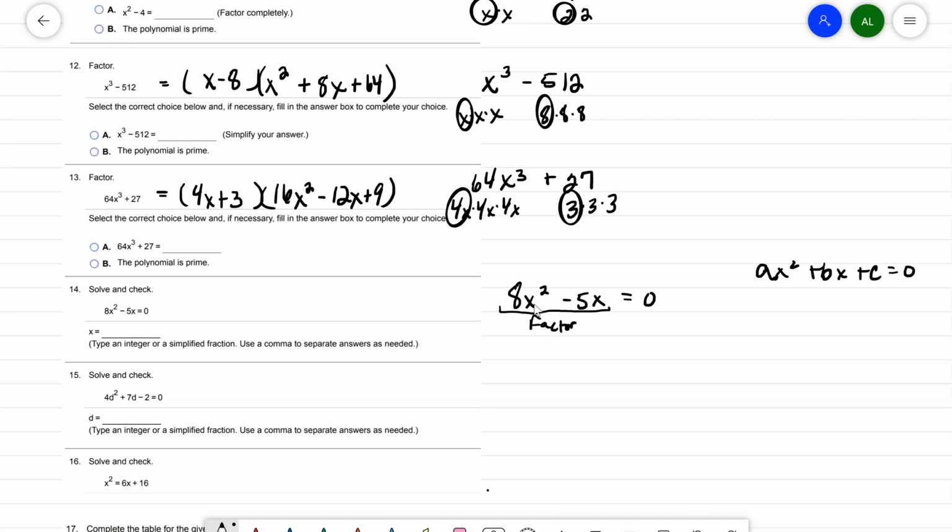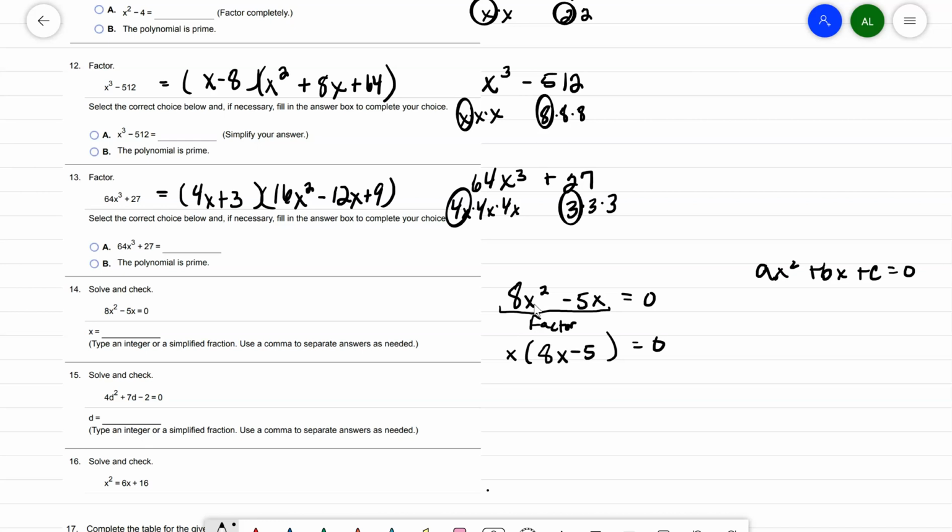So then that brings us to, well, it's not a perfect square. It's not the difference or sum of cubes. So the only other thing I can think of when it comes to a binomial is to factor the GCF. And 8x squared minus 5x does have a GCF, and the GCF is x. So when we factor out the x from the polynomial, that leaves an 8x minus 5.